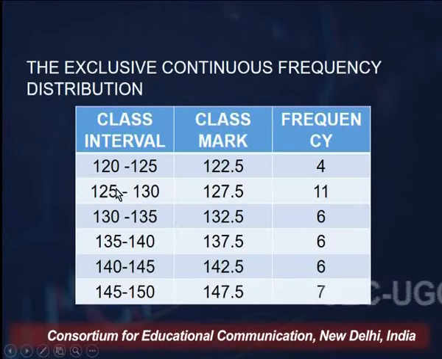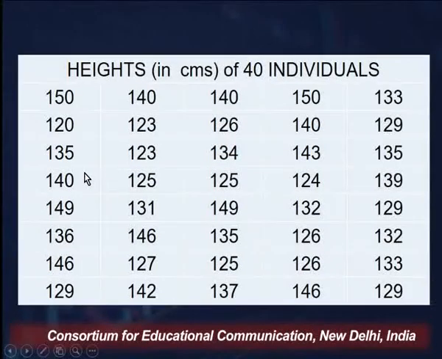Let me move back to the previous slide. We had constructed the first class interval as 120 to 125. See here, I can clearly see one observation, 120. There are two 123s here, which also lie in that class interval, and there is one more observation, 124. Mind you, 125 will go into the counting of the next class interval.